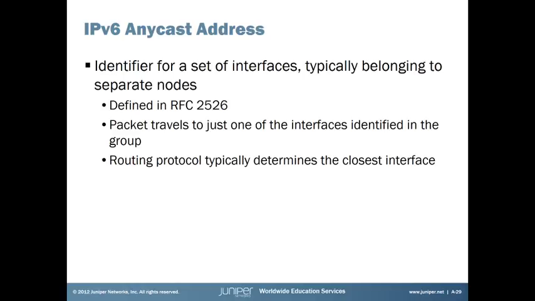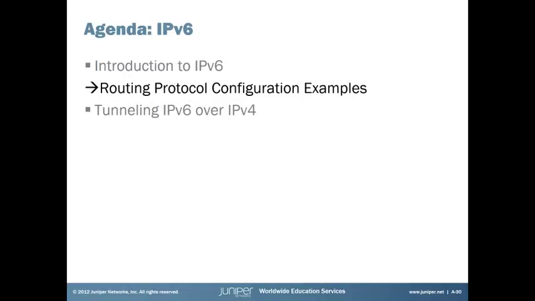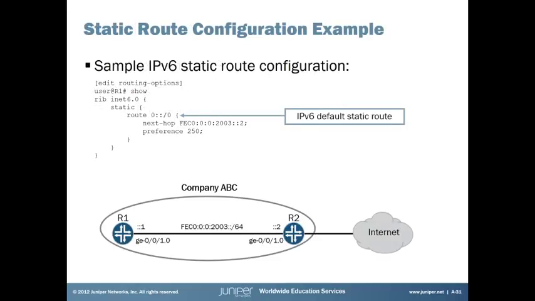We also have this anycast address, which is an identifier for a set of addresses typically belonging to separate nodes. RFC 2526 describes that. The packet travels to just one of the interfaces identified in the group. It's actually the closest one, so it's the one that receives the traffic first. So that's our anycast.